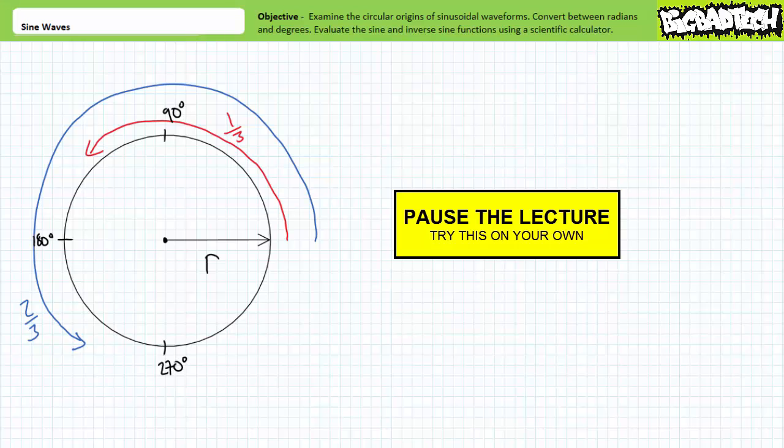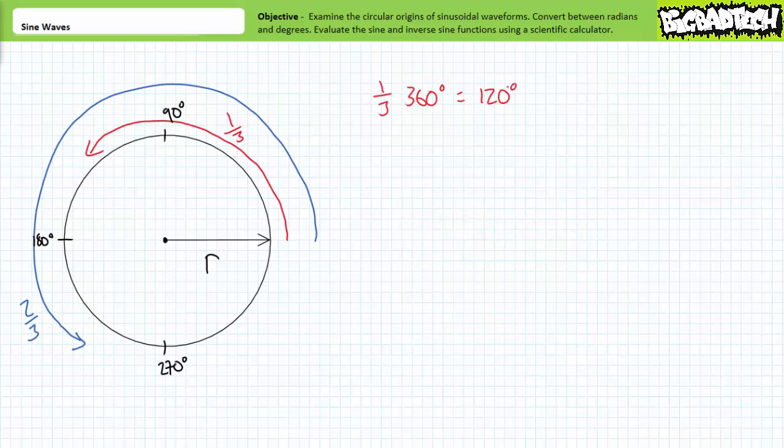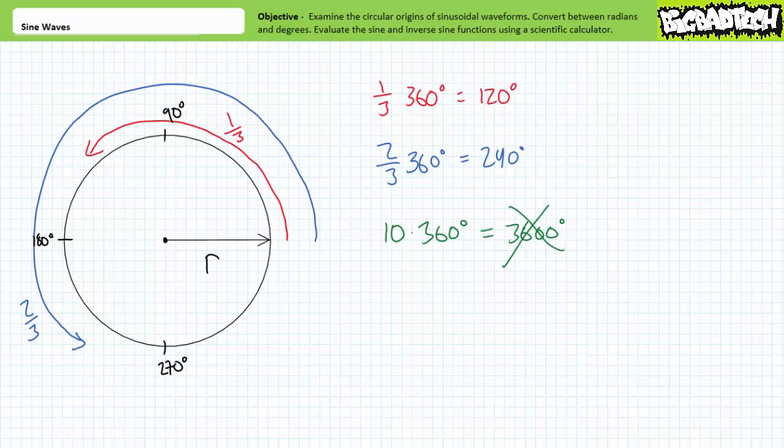By all means, pause the lecture and try this on your own. If you perform the calculations correctly, you'll note 1/3 of the way around the circle results in an angular displacement of 120 degrees. And 2/3 of the way around results in an angular displacement of 240 degrees. As another example, if this point traveled 10 times around the circle, this would result in an angular displacement of not 3,600 degrees, but rather 0 degrees. The point being that angles are ordinarily not cumulative. Any complete revolution lands us back at 0.